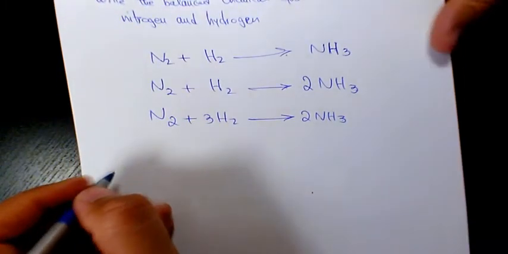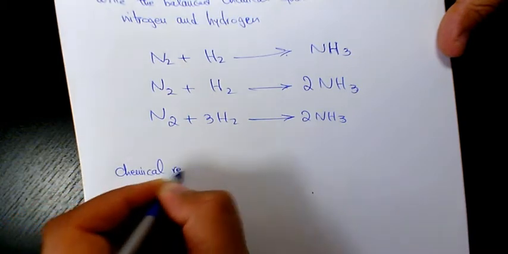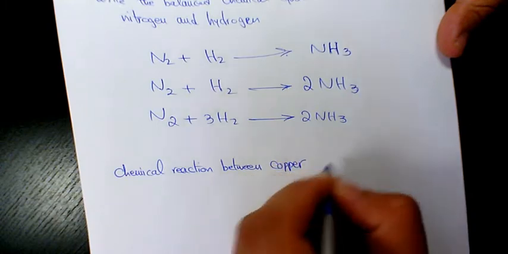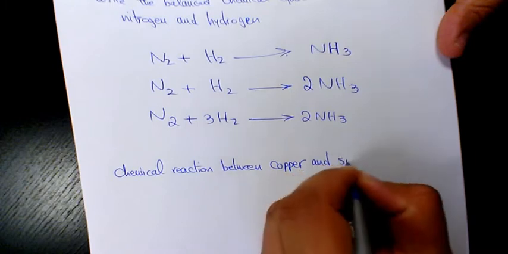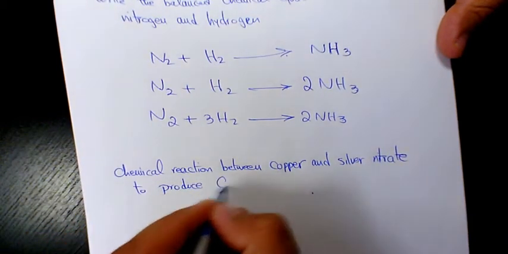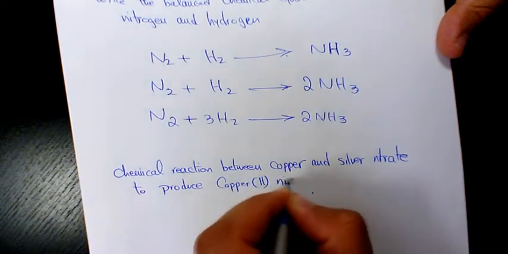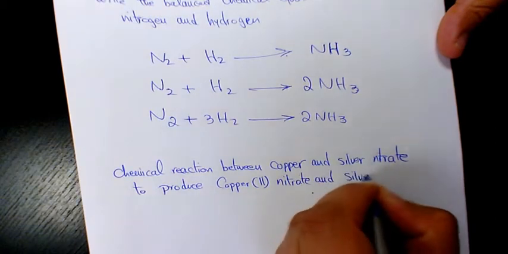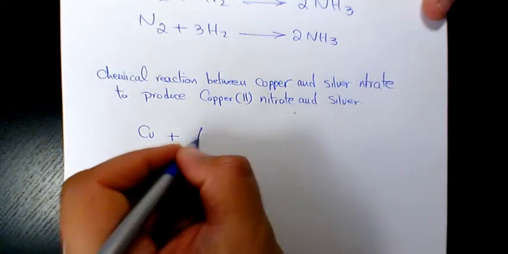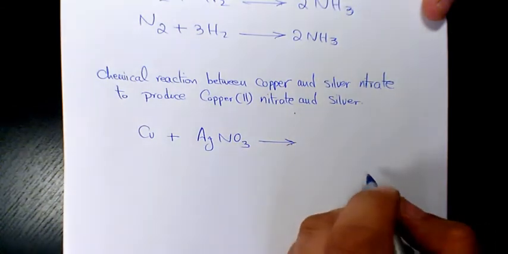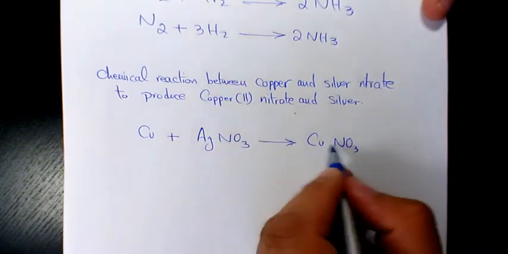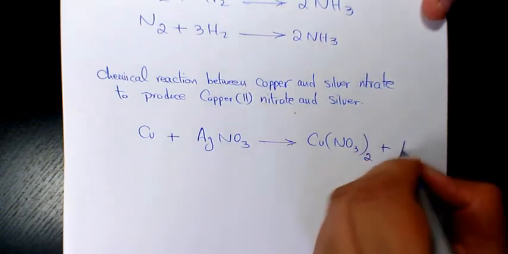Next example is going to be the chemical reaction between copper and silver nitrate to produce copper 2 nitrate and silver. So copper is Cu, silver nitrate is AgNO3. That's going to give us copper 2 nitrate, so Cu is copper, nitrate is -1, Cu is 2, so it has to be 2 in here and 1 in here, plus Ag.